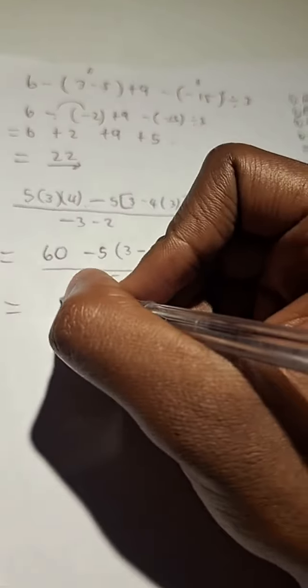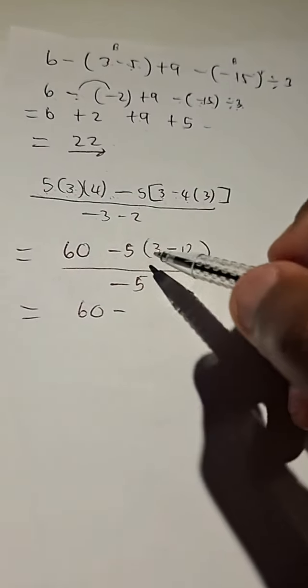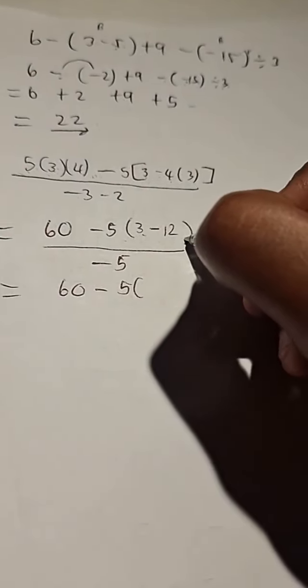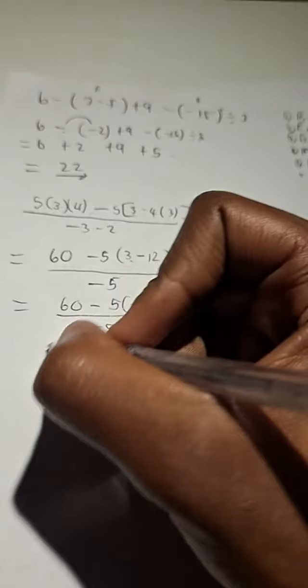Okay, then we have 60 minus. Now this negative 5 is going to wait. What's 3 minus 12, guys? 3 minus 12 is equal to what? Negative 9 over negative 5. We are not done.